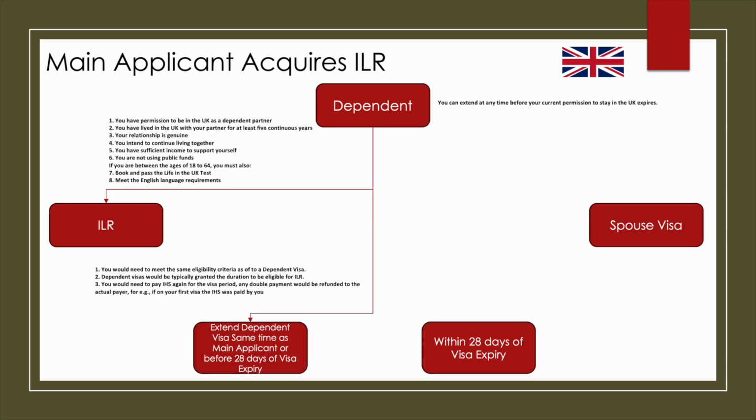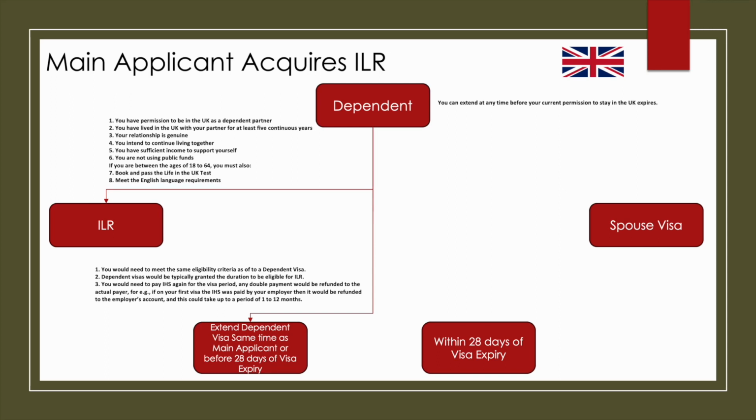And as previously stated, double payments would be refunded to the actual payment method. For example, if the IHS was paid by your employer on your current visa, then that would be refunded onto your employer's account. If this was done by yourself, then it would be refunded onto the actual payment method.